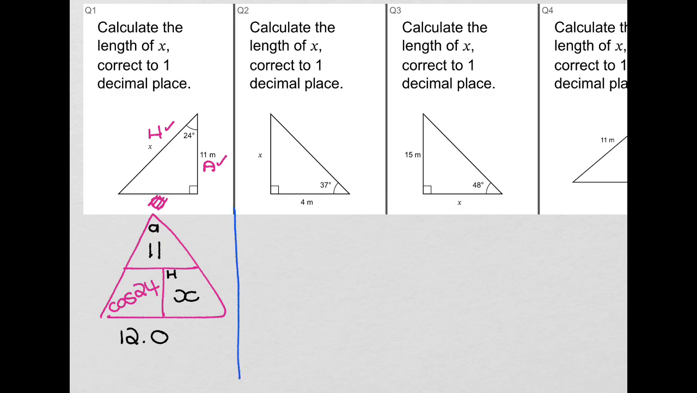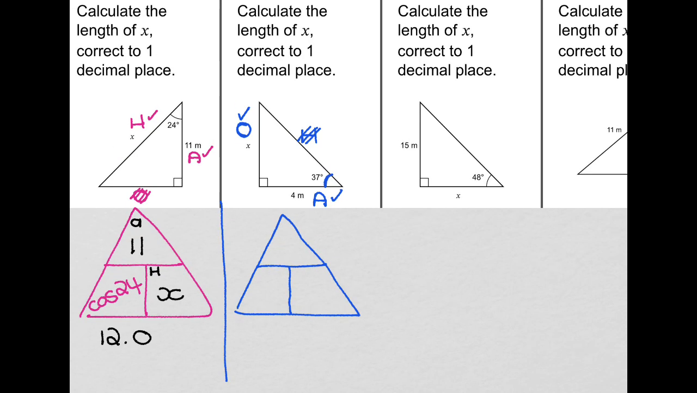Let's look at question 2. If that's the acute angle, then here's my opposite, and here's my adjacent. I have the adjacent. I am looking for the opposite. I don't have the hypotenuse. O and A makes it a tan question. So I'm going to draw my trig triangle.